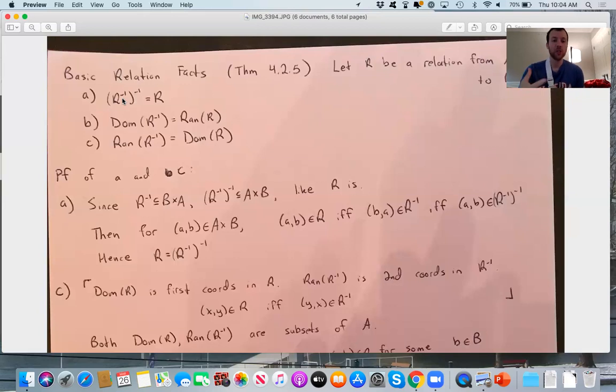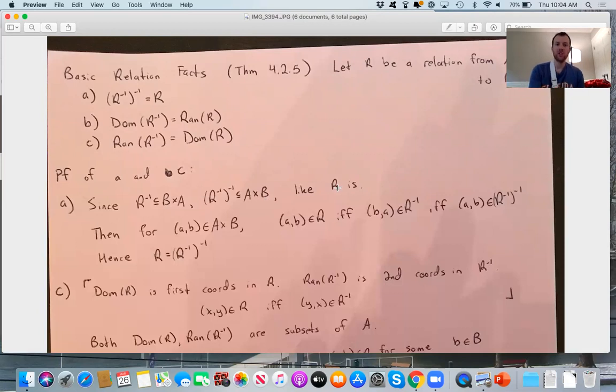So one observation which is good when you're talking about relations is to show that they are at least the right kind of objects. So in particular, R is a relation from A to B, and R inverse is a relation from B to A. So taking the inverse of that flips the two halves of the product. So R inverse inverse is again a relation from A to B. So that says that at least they have a chance of being equal.